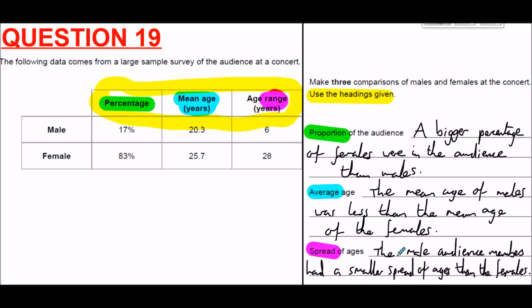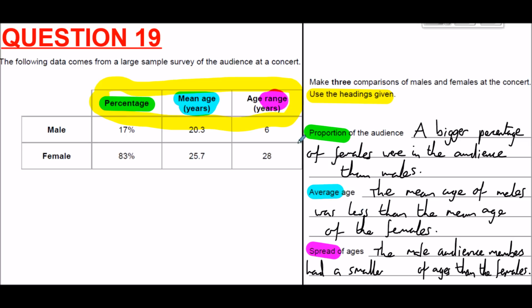the male audience members had a smaller, you see, I've almost made a mistake. I don't put spread, I need to put range. Right, I've noticed that in time. Because I've noticed it in time, I'm leaving that mistake in. I'm leaving mistakes in for two reasons. One, to show you that I'm definitely human, and also to show you how easy it is to make a mistake, and anyone can make a mistake.